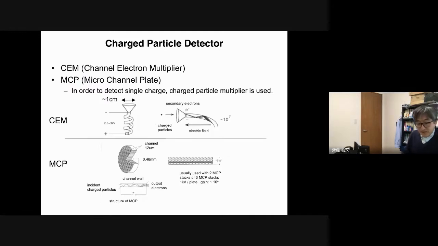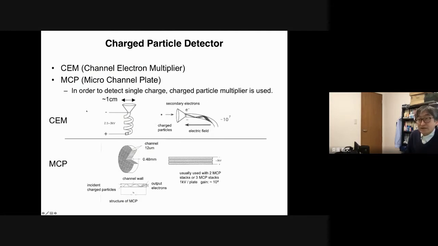Talking about the charged particle detector, usually we use a channel electron multiplier or microchannel plates. We want to measure the charged particles one by one. In order to detect a single charged particle, a multiplier is used, because one unit charge is 1.6 times 10 to the minus 19 coulomb. That is too small a number, so we have to multiply these charges using the particle multiplier.